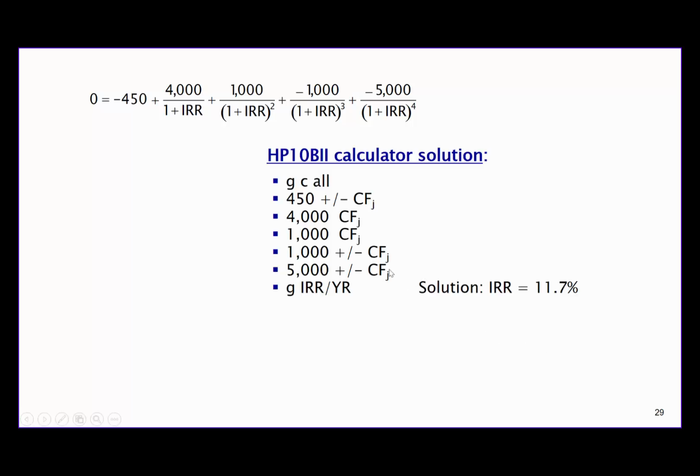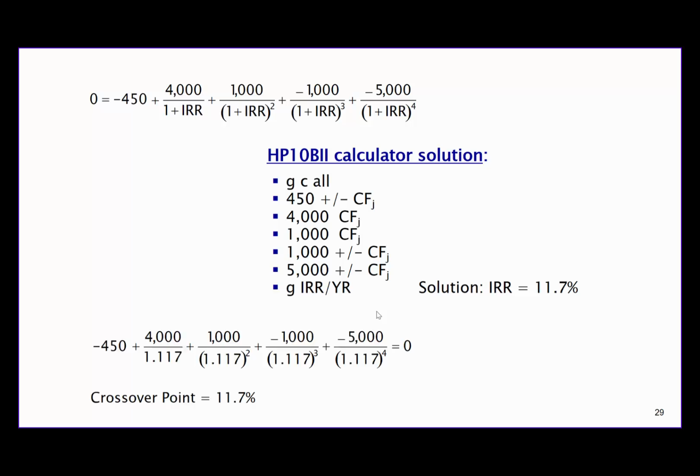Go to the calculator, gold clear all, 450, make it negative, CFj, enter the cash flows, make sure you put the last two in as negative, because remember those last two are negative cash flows. And then hit gold IRR per year. Now depending on which version of your calculator, or it might be all of them, I'm not sure, with the HP10 you may get an error solution on this. And if that's the case, you just have to go to Microsoft Excel and do this. The reason is you get more than one change in sign. We're actually going to explain that next as another weakness of IRR.